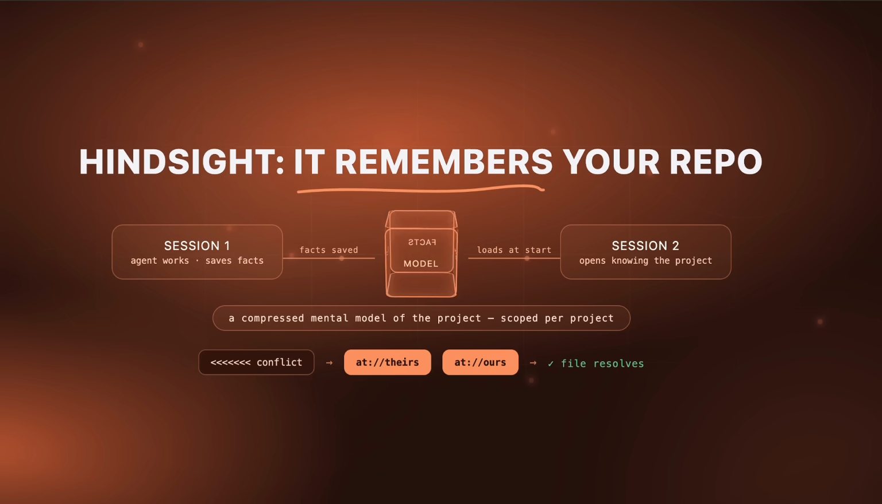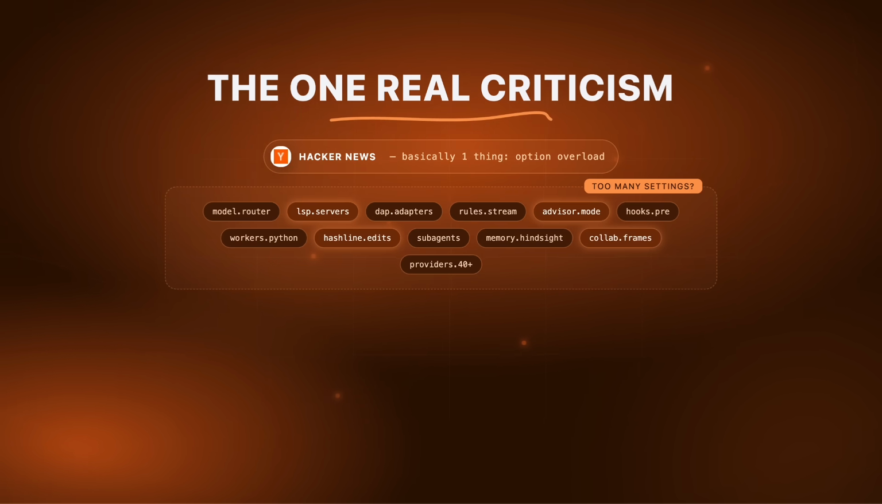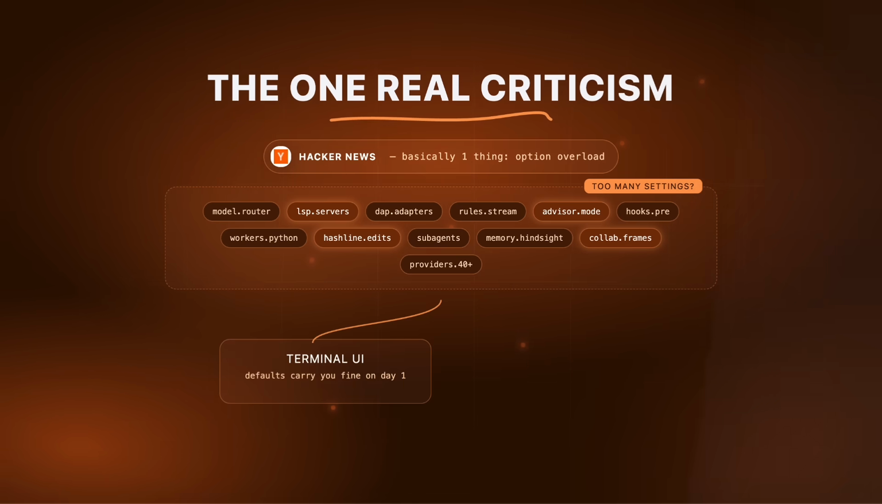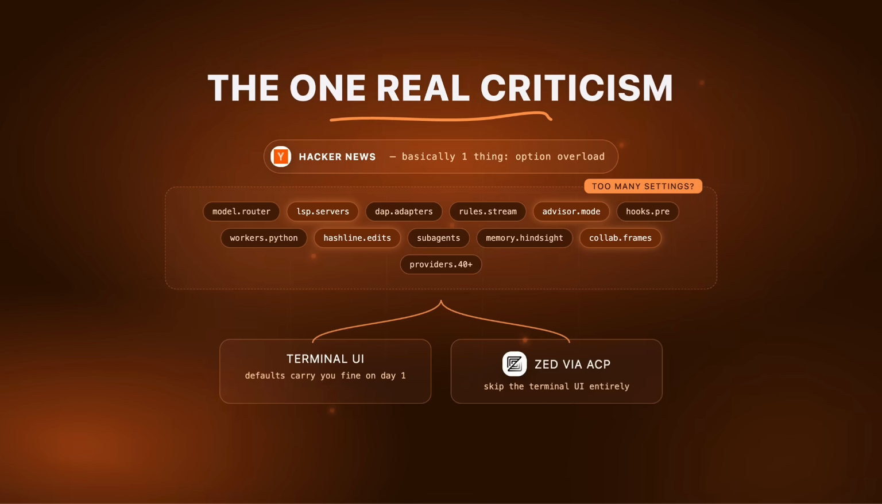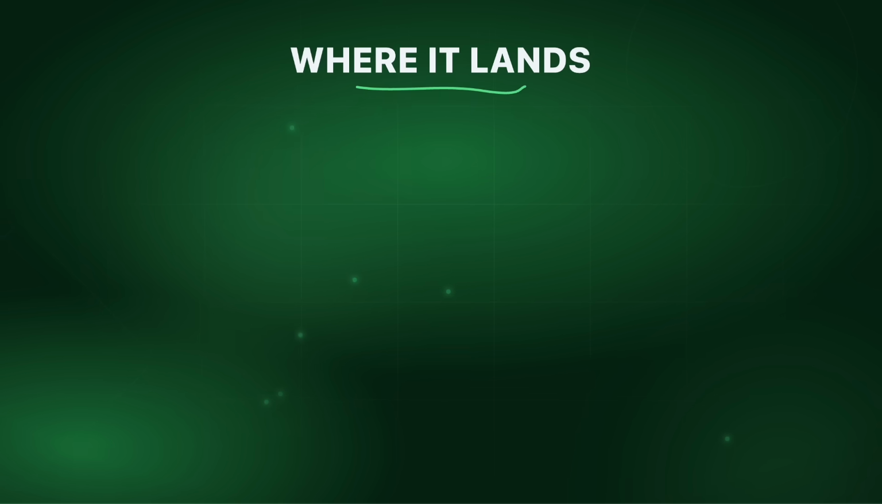Merge conflicts even become addressable, so the agent writes at theirs or at ours to a conflict URL and the file resolves. For balance, the criticism I found on Hacker News is basically one thing: option overload. Some users said the amount of settings overwhelmed them, and a few just drive it through Zed via ACP and skip the terminal UI entirely, which OMP also supports. Having spent a few days in it, I'd say the defaults carry you fine on day 1, and you grow into the config when you hit a reason to.